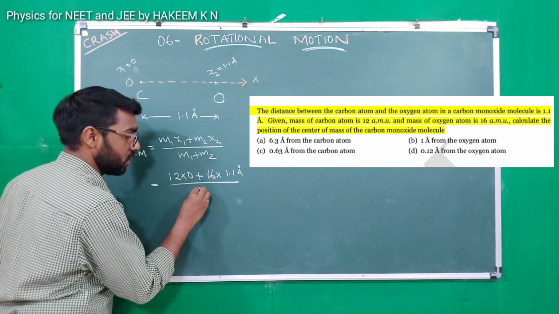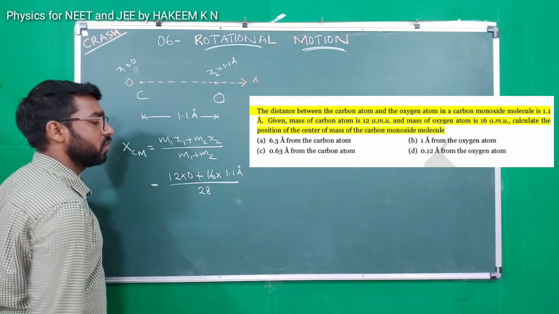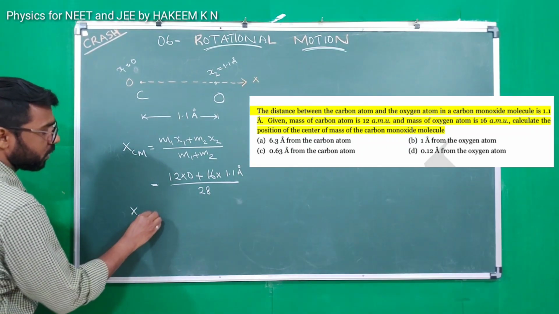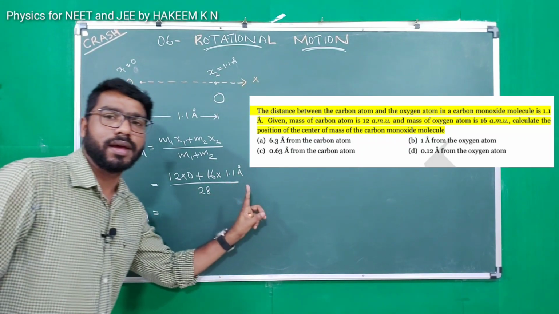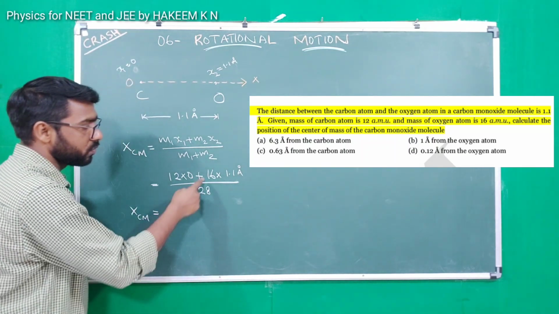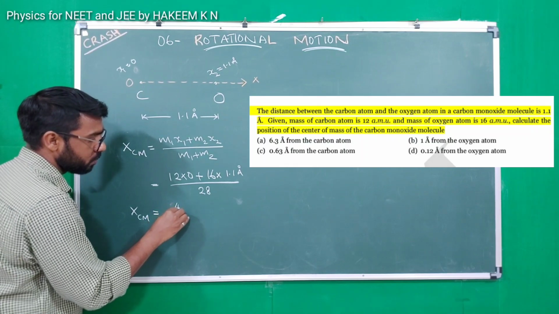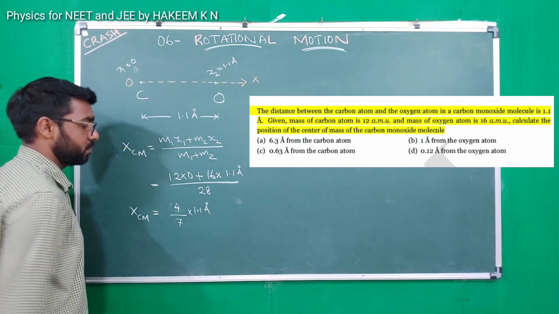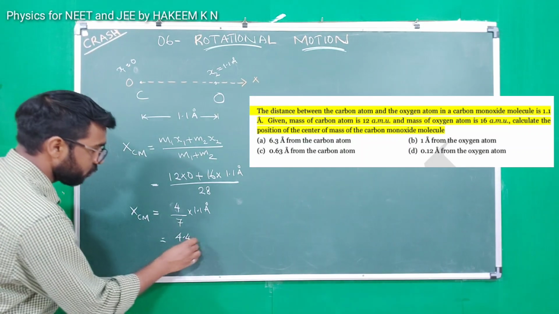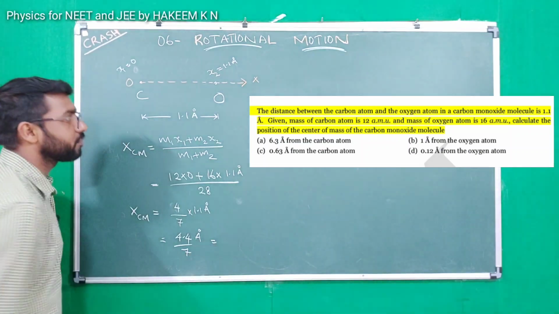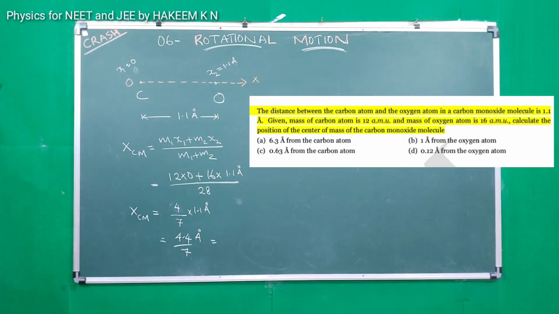12 plus 16, that is 28 AMU. AMU will be cancelled out and we will get the x position of the center of mass in angstrom. 16 by 28 we can solve as 4 by 7 into 1.1 angstrom. Then we will get 4.4 angstrom by 7. And from the options, what are the options given? 6.3 angstrom from the carbon atom.